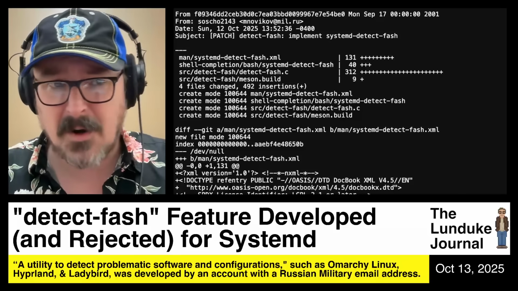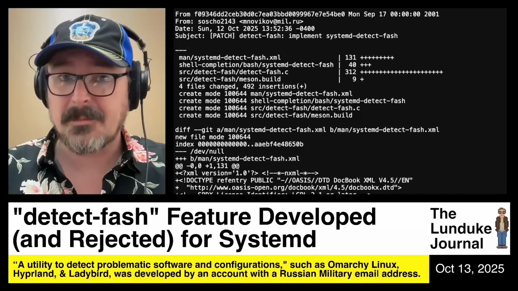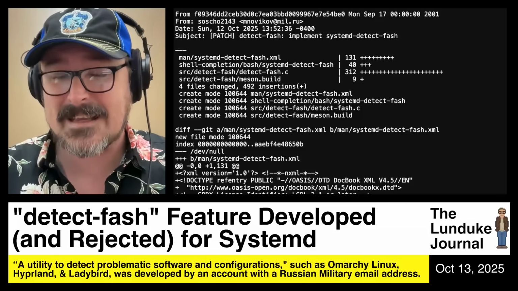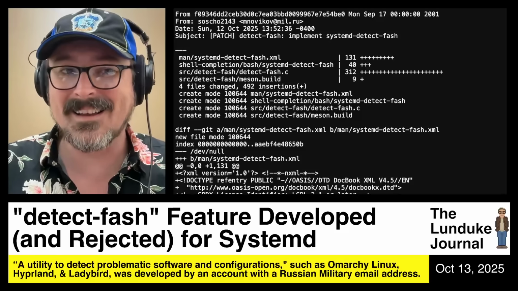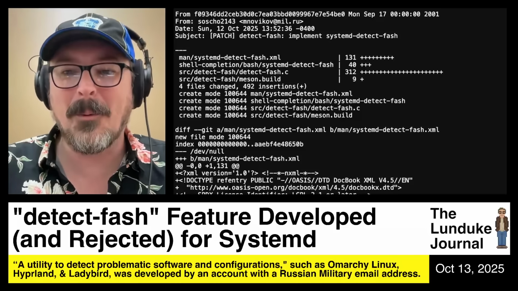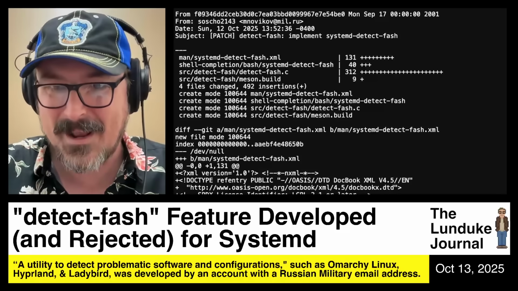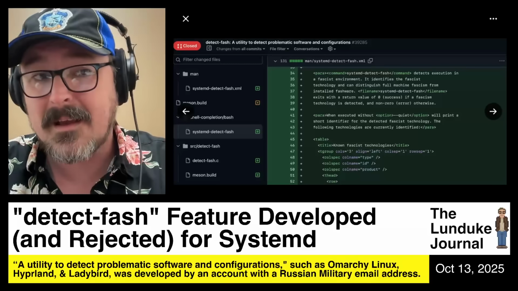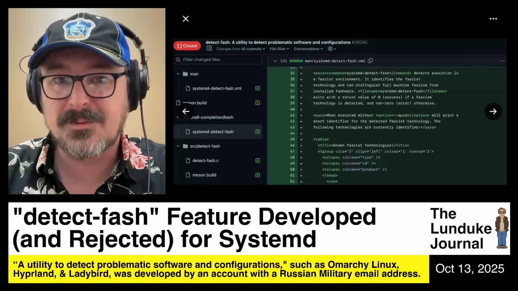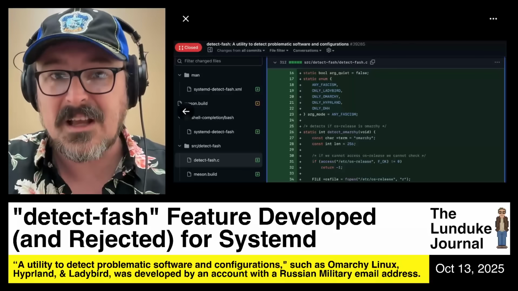Now, is this person a member of the Russian military? Don't know. Did this person manage to jump through some hoops to make it seem like they're a member of the Russian military? Don't know. But what is going on here? It's really weird. I don't really know what to make of all of that. It's truly bizarre, because my initial inclination is this is obviously a joke patch.